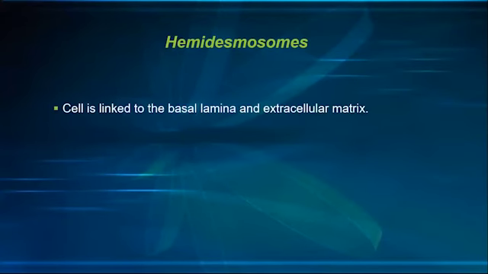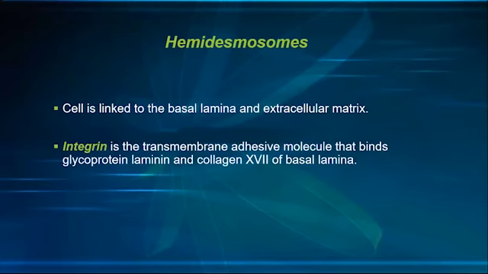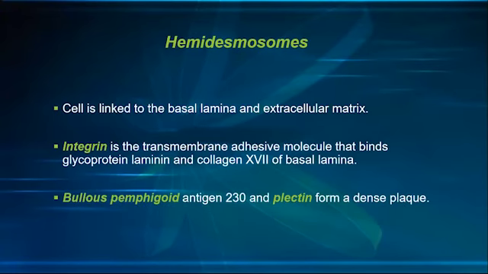Then finally we come to the second type of cell to matrix junction, that is the hemidesmosomes. Now you can see what it is all about: in this case the cell is linked to the basal lamina and the extracellular matrix. So you can see the integrin as the transmembranous protein, and bullous pemphigoid antigen 230 and plectin are the cytoplasmic adapter proteins.